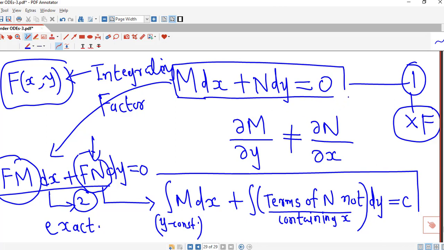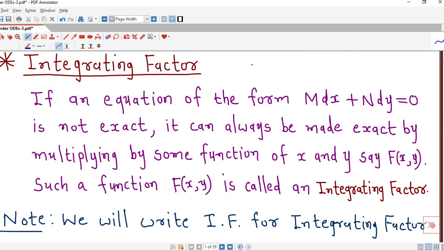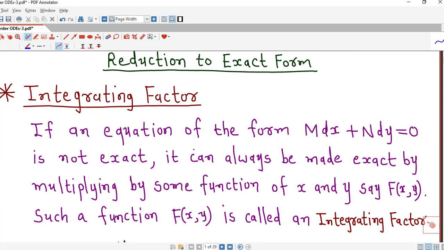There always exists an integrating factor, but there is no general method for finding it. So we will discuss some different working rules for finding an integrating factor, and a differential equation may have more than one integrating factor. In fact, there are an infinite number of integrating factors for the given equation. So with this in mind, we discuss how to find integrating factors, what the different working rules are, and here we have written the definition of integrating factor.